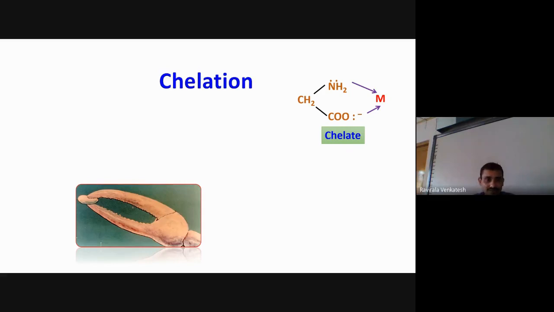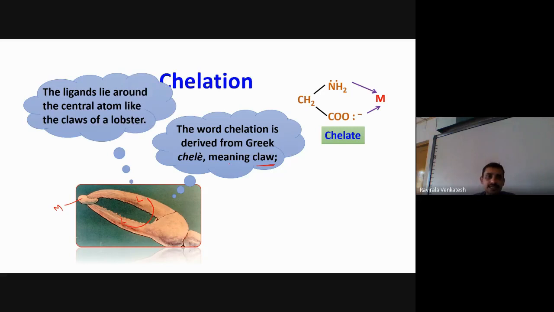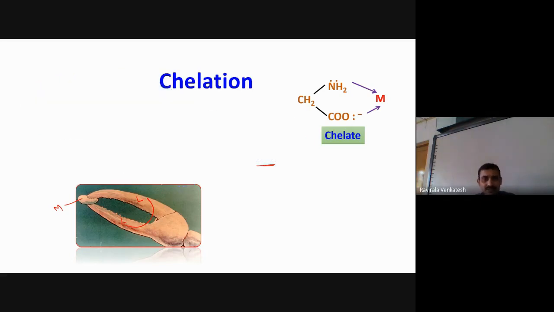Next, observe this one. This is forming a ring now. Assume this is a metal, and this part is the ligand. Now it has made a ring. The word chelation is derived from the Greek word chele, meaning claw. The ligand lies around the central atom like the claw of a lobster. This is an example they have taken.